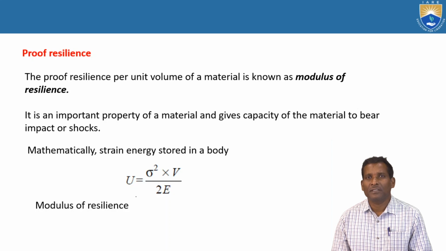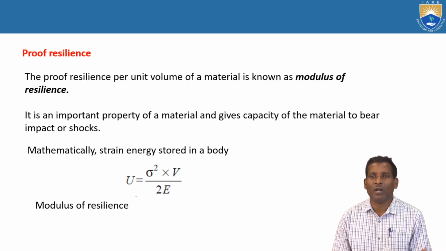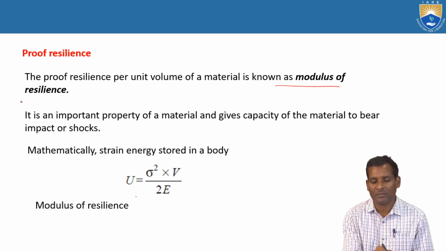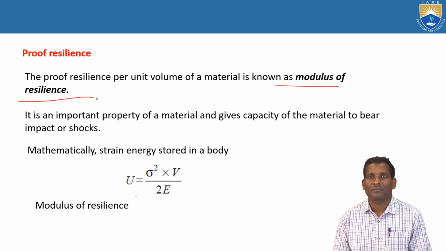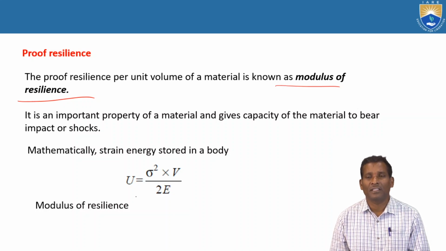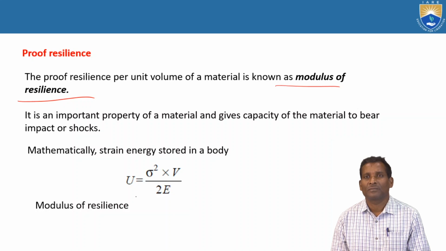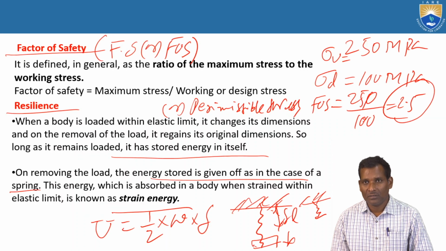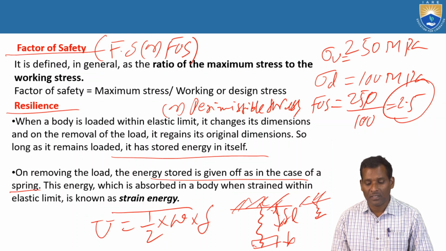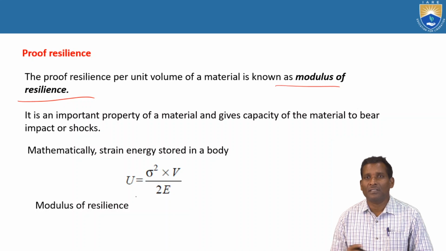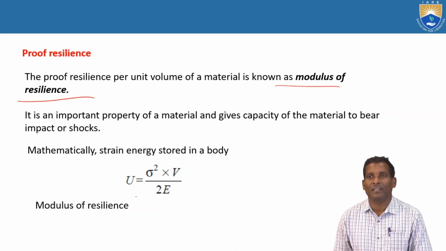Next, proof resilience. The proof resilience for unit volume of a material is known as modulus of resilience. This is also an important property of a material. It gives the capacity of the material to bear impact or shock. In previous modules we covered resilience and strain energy. Proof resilience for unit volume of a material is known as modulus of resilience.